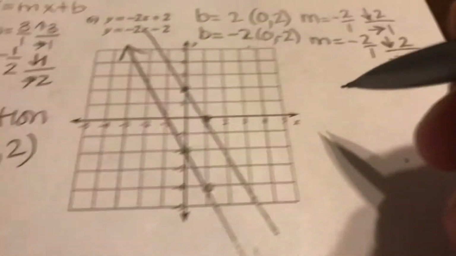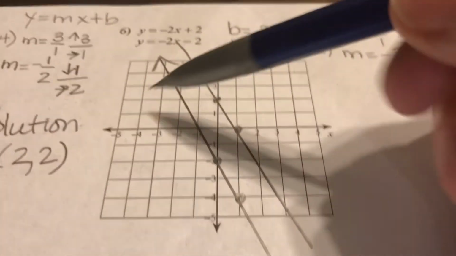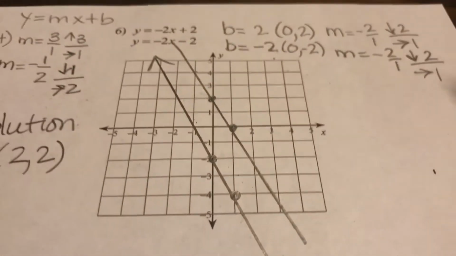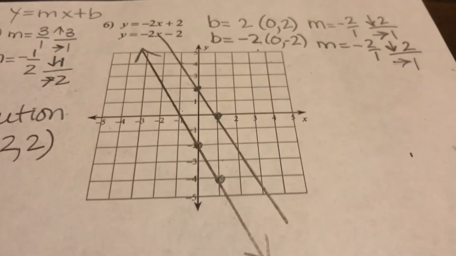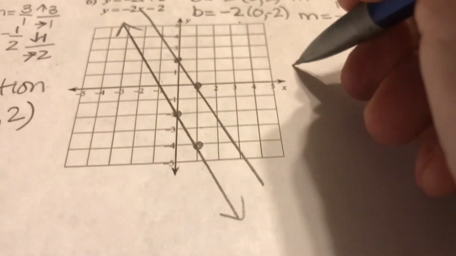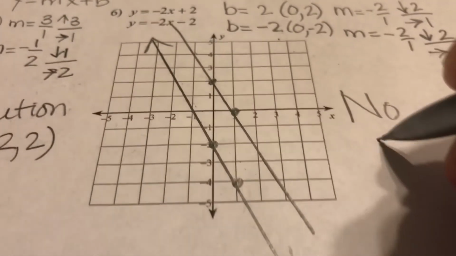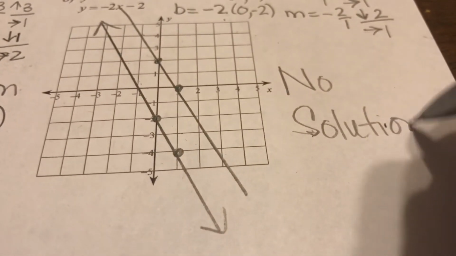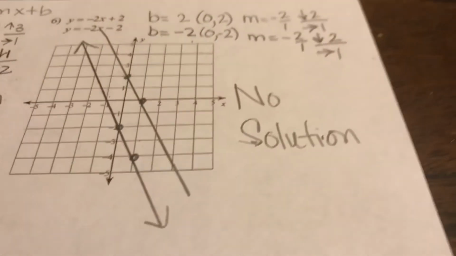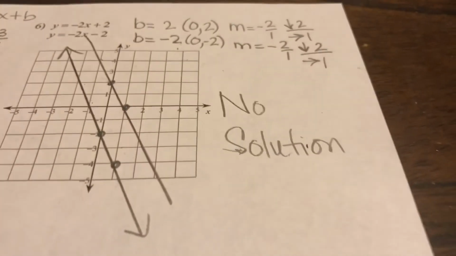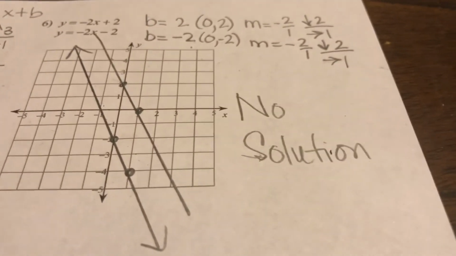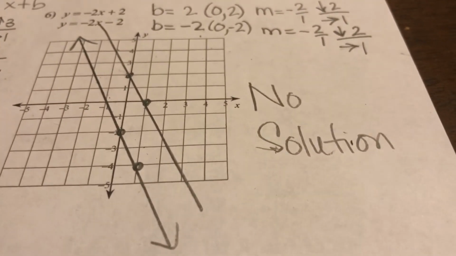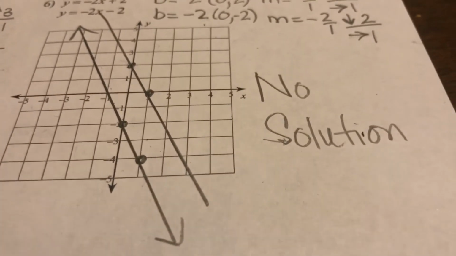So this one right here, if you get those parallel lines, there's never going to be an intersection. There's never going to be an answer that's going to work for those. So this would be no solution. If you get those parallel lines, there's no solution because there's no ordered pair that would make both of them true, because there's no intersection. And that's our lesson for today.